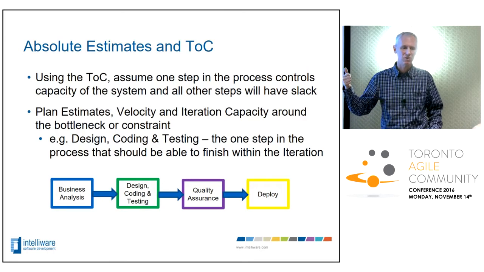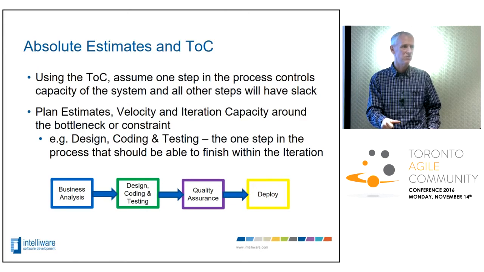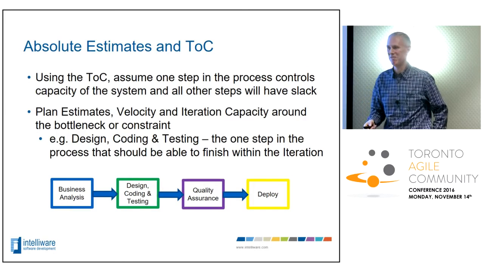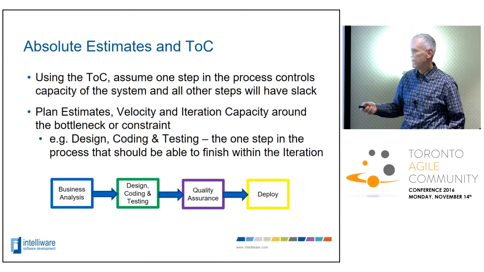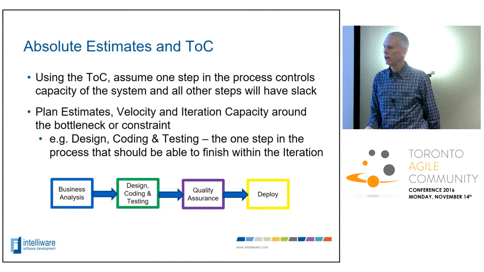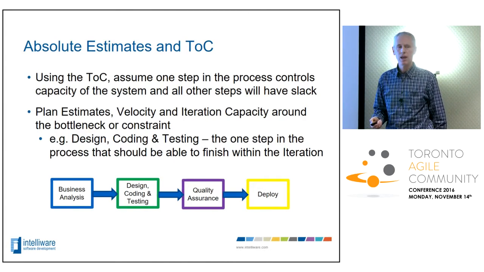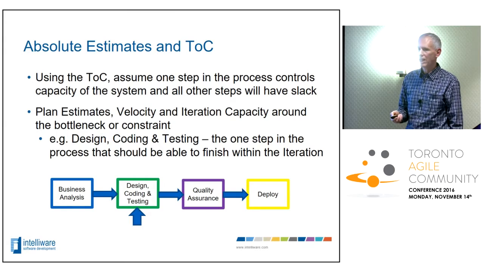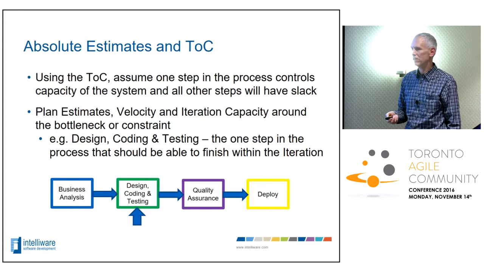But when you start doing absolute estimates with time frames against them, you need to be sensitive. Okay, exactly whose time are we estimating? And the best way to do that is to apply the theory of constraints, assume one of these steps is your bottleneck, and then assume the other steps are in slack. And I'm going to go over some examples of that in particular. So in a lot of cases, it tends to be design, code, testing, but it doesn't always have to be.